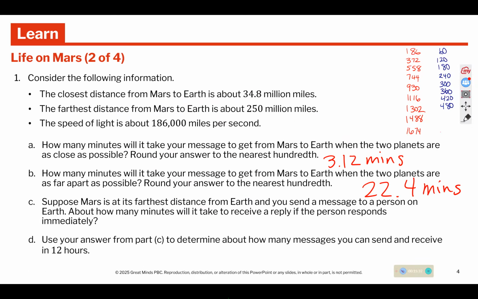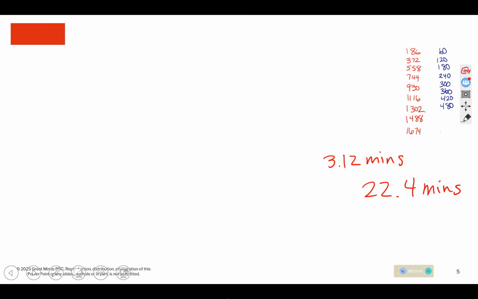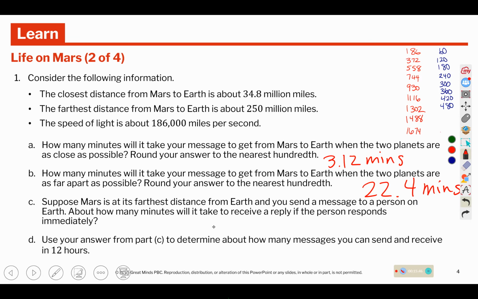Suppose Mars is at its farthest distance from Earth, and you send a message to the person, and they respond immediately. How many minutes would it be before you get a response back? So you sent it. It took 22.4 minutes to get there. They respond immediately, and it takes 22.4 minutes to return back. How long will it be since the time you sent that message? Well, it's 22.4 to get there and 22.4 to get back.